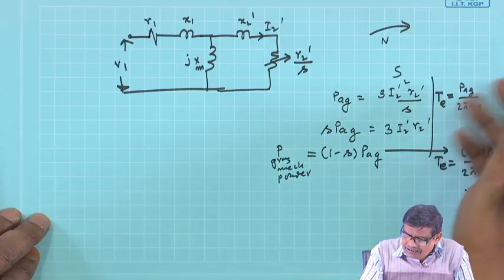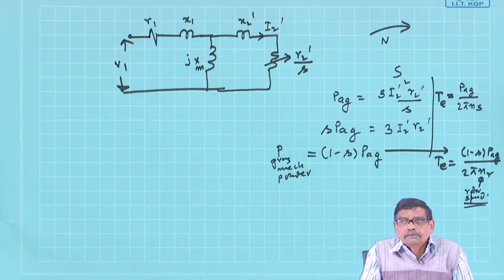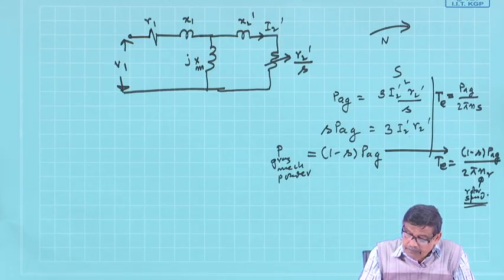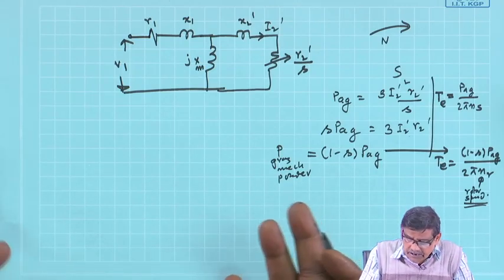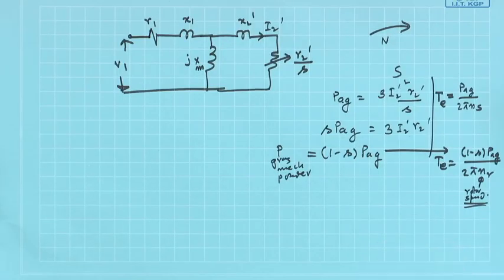So, it is a good practice. Calculate PAG, do not go up to that level, gross torque can be calculated, the electromagnetic torque developed by the machine, because the machine is running at steady state with some particular value of slip.